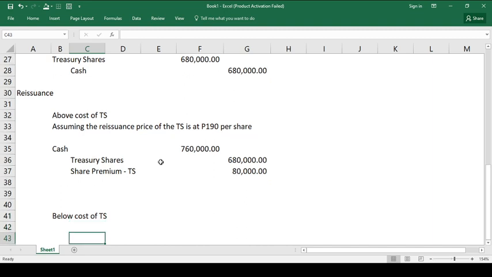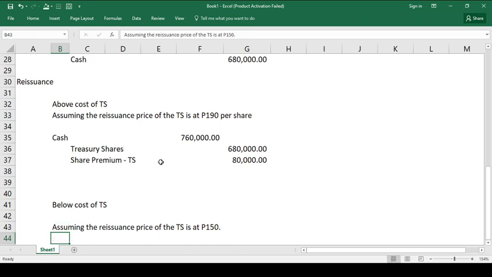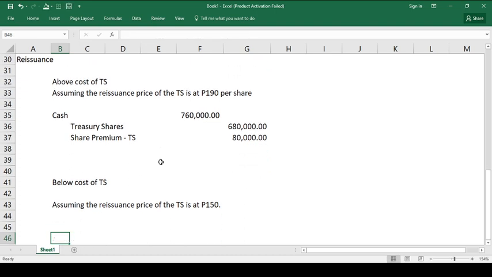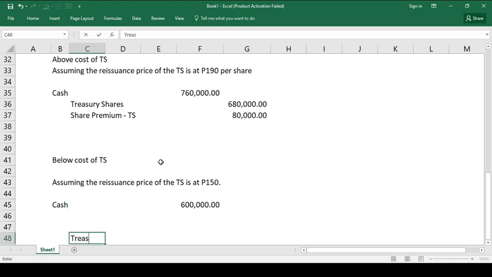Okay, how about if it was reissued below cost? Let us assume the reissuance price of the treasury share is at 150. That is below cost of the treasury share. So obviously we will debit cash amounting to 4,000 multiplied by 150 kasi yun po yung cash na receive natin, and then we will credit treasury shares at its cost. The cost of the treasury share is once again 4,000 times 170, that is 680,000. Take note the difference here is 680 versus 600, that's 80,000.